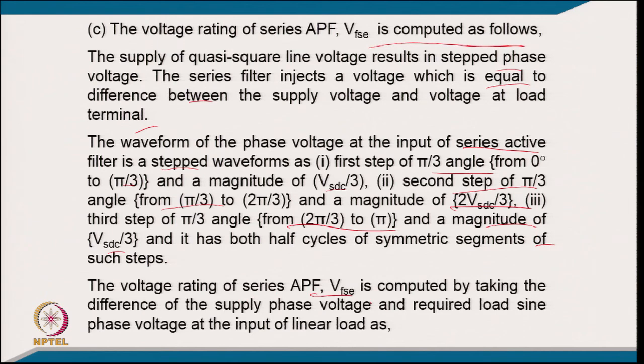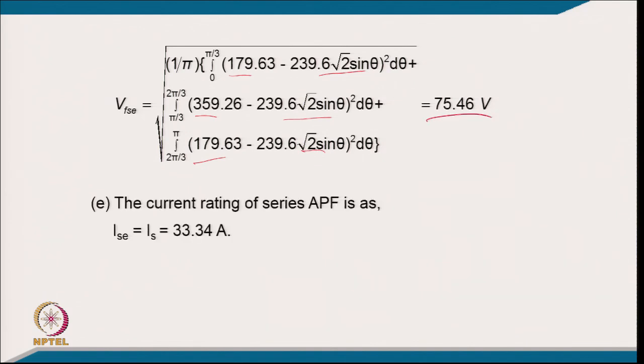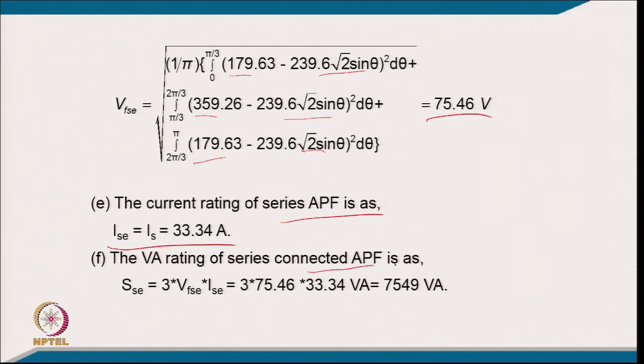The voltage rating of the series active filter is computed by taking the difference of the supply phase voltage and the required load sine voltage at the input side. So, it will have 3 segments, 2 upon 3 pi in 180 degrees by symmetry. So, this is VDC by 3 minus the load sinusoidal voltage, again 2 VDC by 3 minus the load sinusoidal voltage, and then VDC by 3 minus the load sinusoidal voltage, and taking RMS it comes 75.46 volt. The current rating of the series active filter will be the same as Is, which we have calculated earlier, 33.3 ampere, and the VA rating of the series active filter will be 3 Vf Is, and putting the values it comes 7,549 VA.